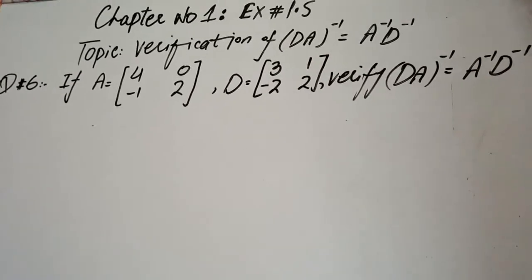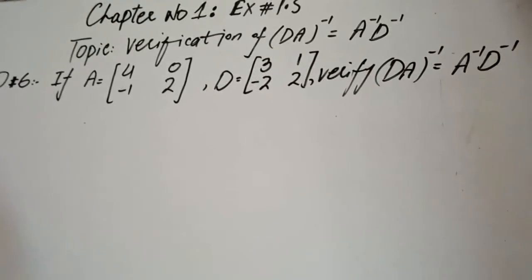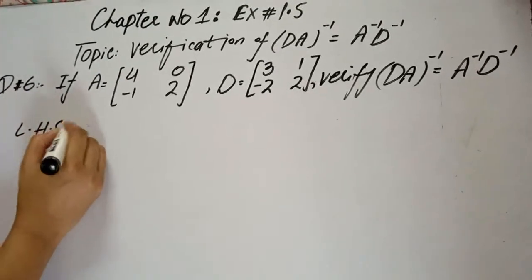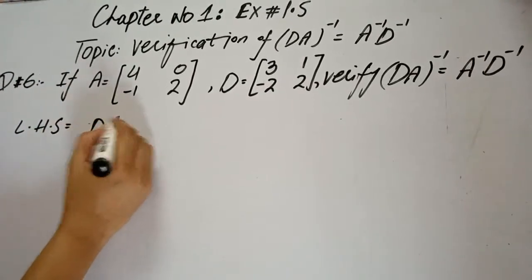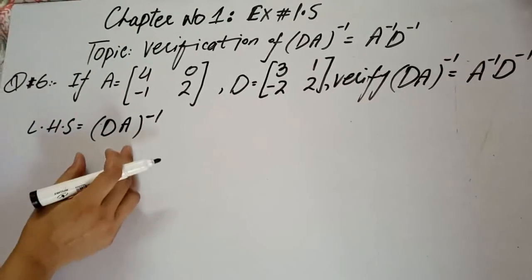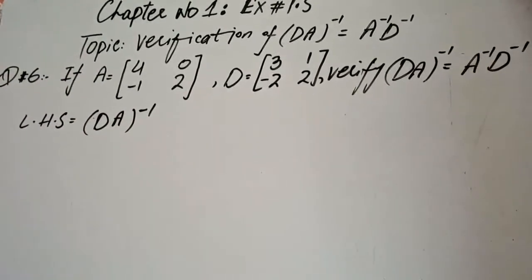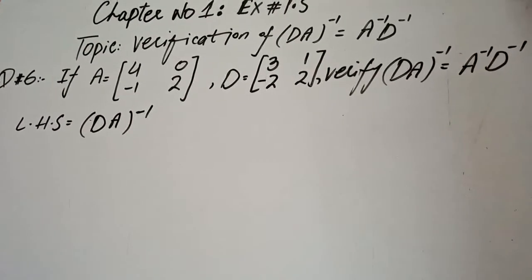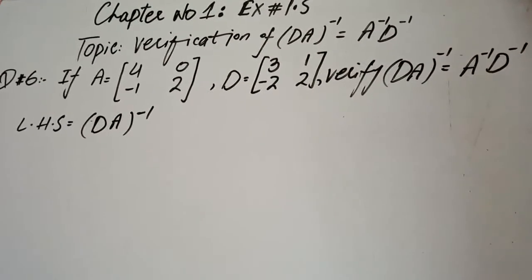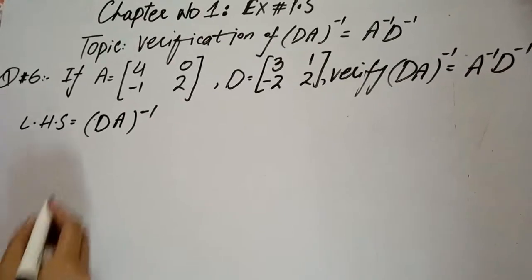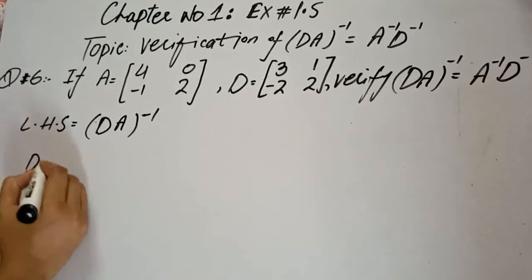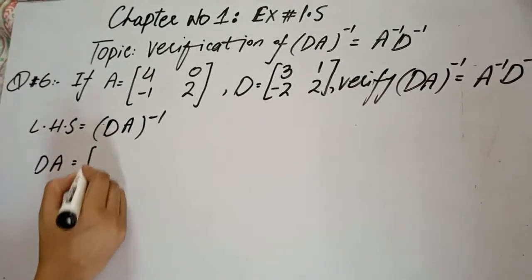First we will take the left hand side, that is DA whole inverse. It means first of all we have to take the matrices D and A, multiply them, and then take the inverse of that resultant matrix. So how can DA whole inverse be found? First of all, I will take matrices D and A and take their product.